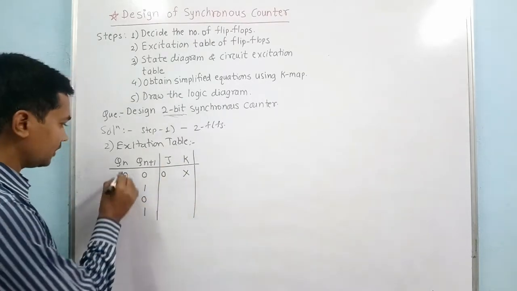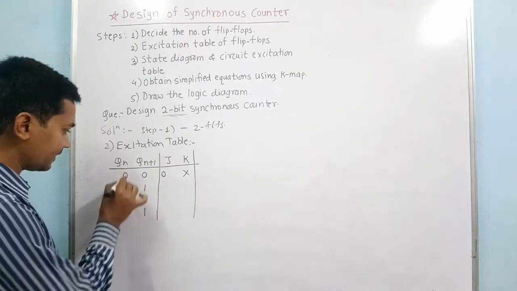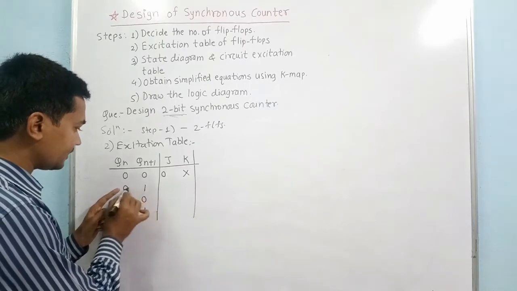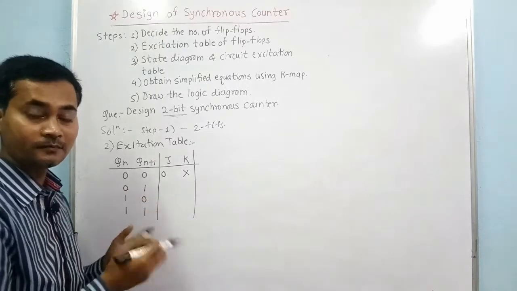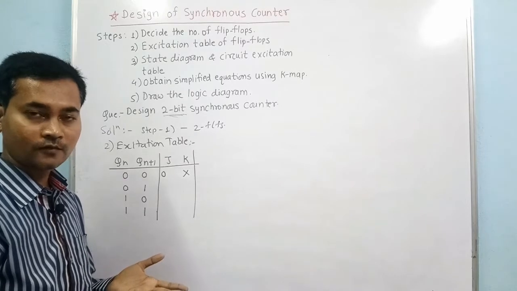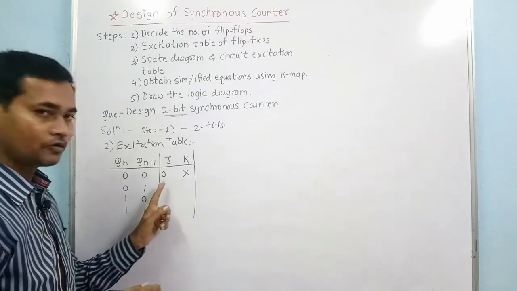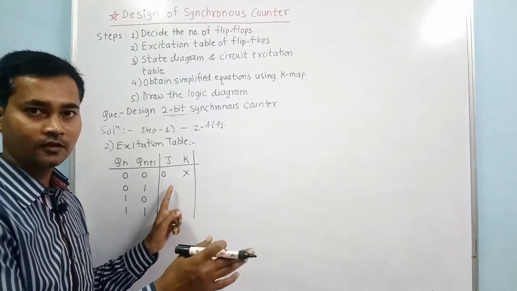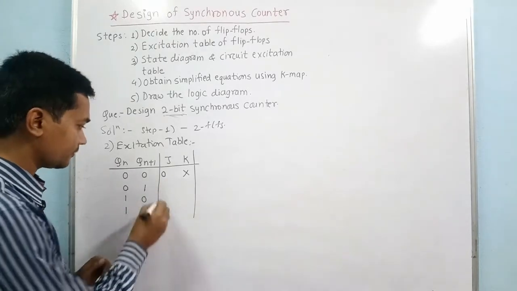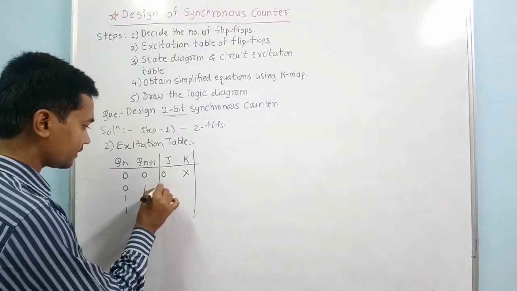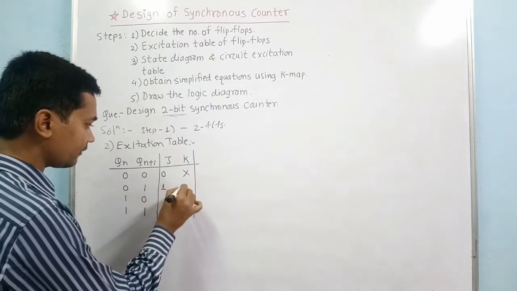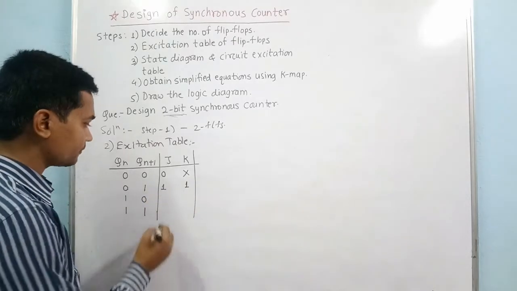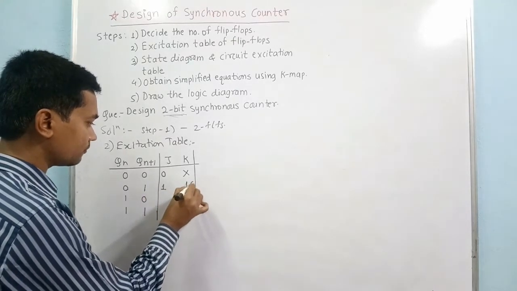Now if Qn equals 0, the present state is 0 and the next state is 1, then the state is changed. A changed state means we can have a toggle condition, or we want to forcefully set the next state as 1. So we can have two input conditions. Those are J and K equal to 1 1, and the second is 1 0.